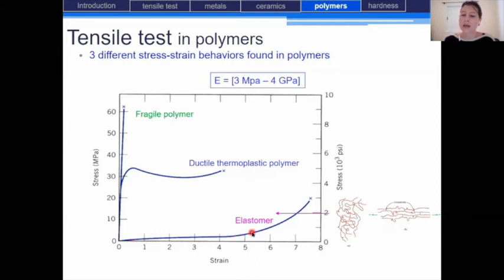And then when parts of the chains are being aligned, we can observe an eventual increase of the stress if we have some crystals that get formed and so on. But what is very typical of elastomers is that they can withstand very high deformation, up to 100% in some cases.